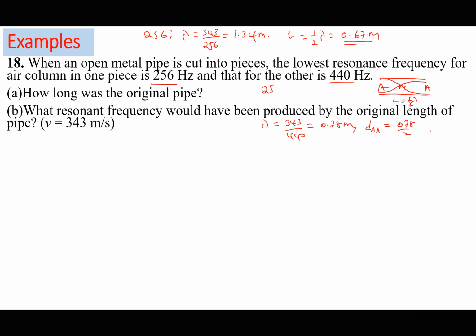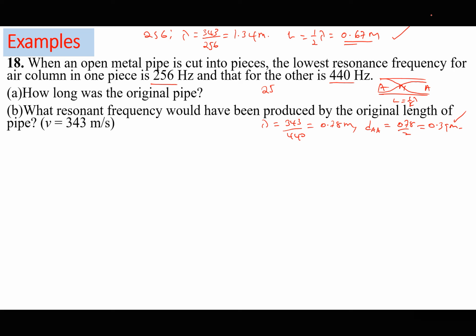0.78 divided by 2, because the lowest resonance frequency of the air column in one piece is this, and that in the other. So in the other piece is going to be 0.78 divided by 2, which is, I think, 0.39 meters. So how long was the original pipe? If there are two pieces, we get this one and add it to the other one.